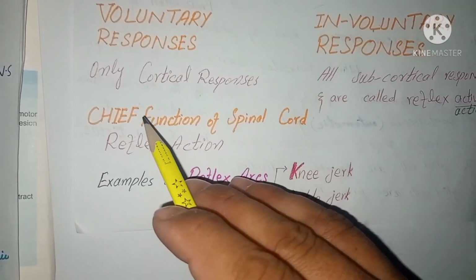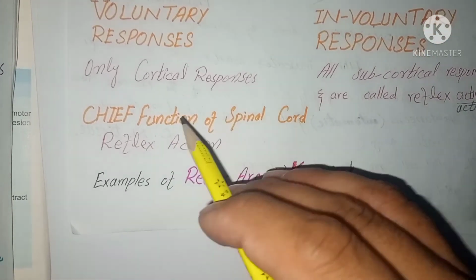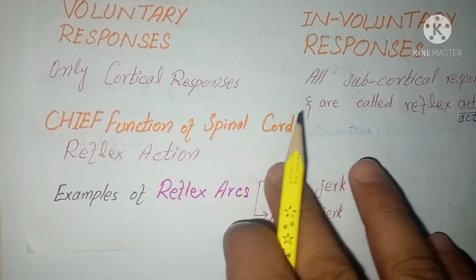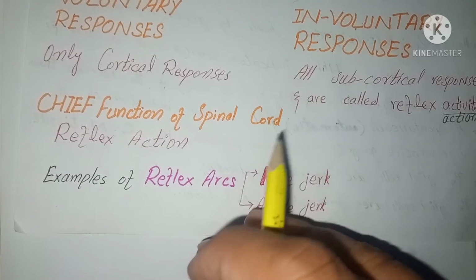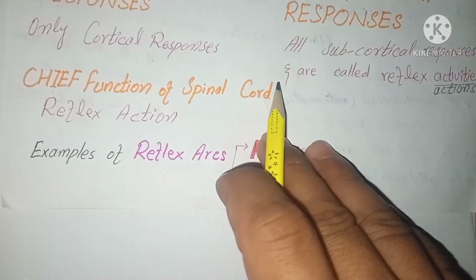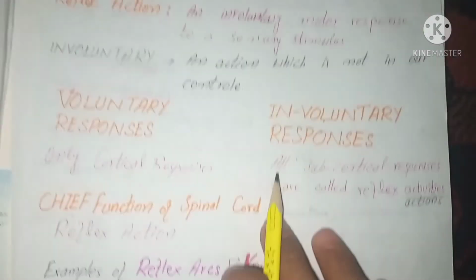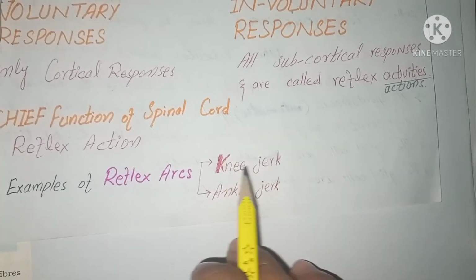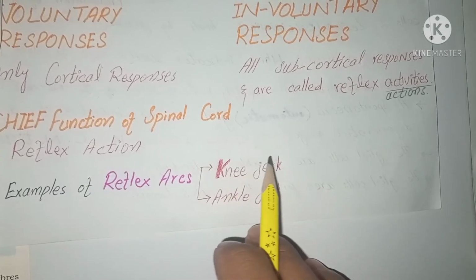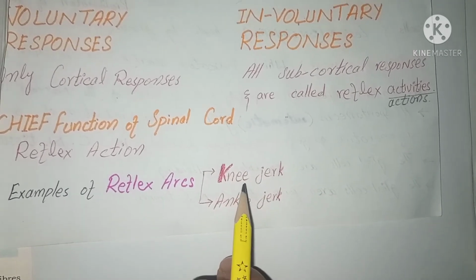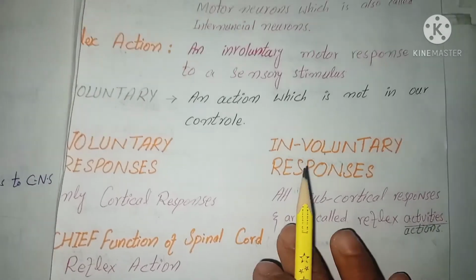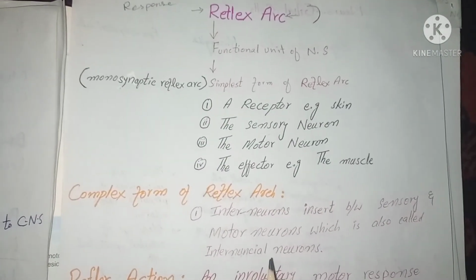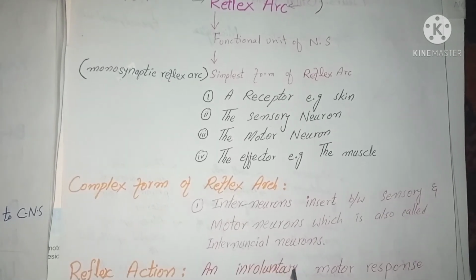The chief function of the spinal cord is reflex action. Examples of reflex arc, as I talked about, are the knee jerk and ankle jerk. Knee jerk means the movement of the knee, and ankle jerk the movement of the ankle. In the coming video I'll show you the diagram of knee jerk and ankle jerk.